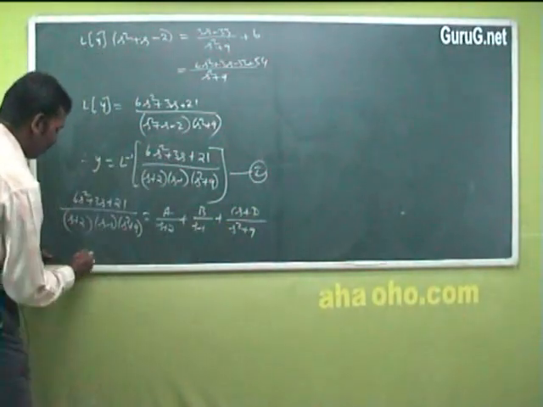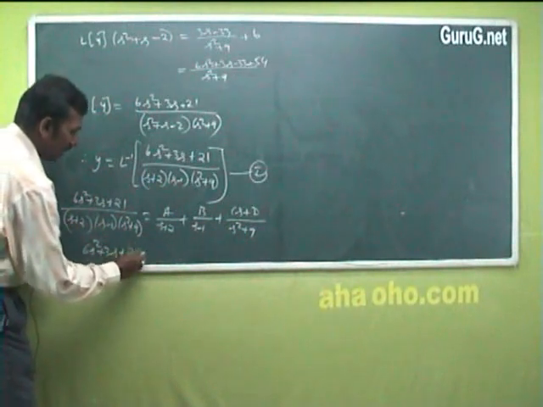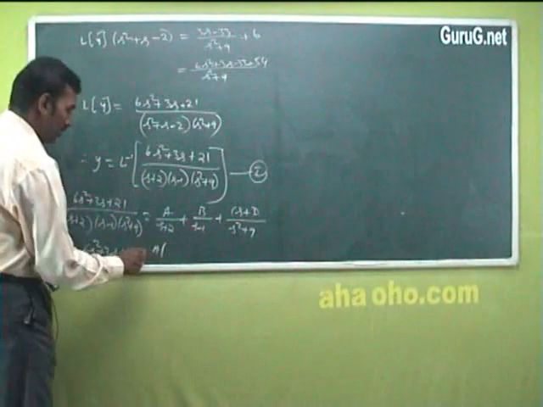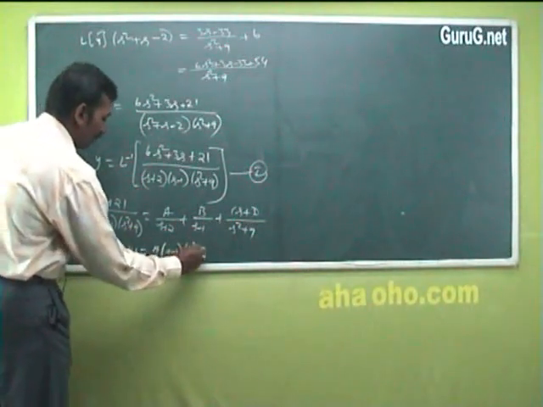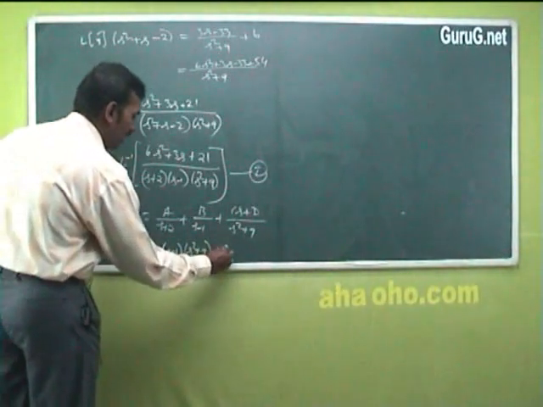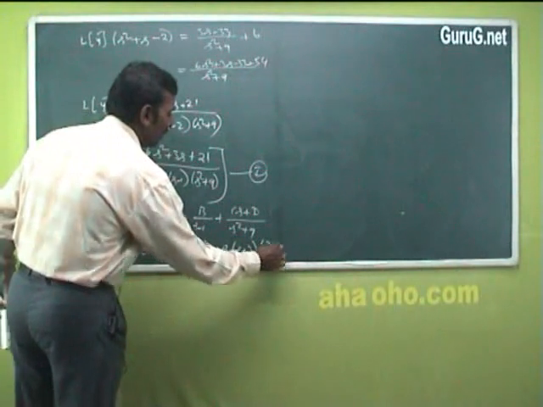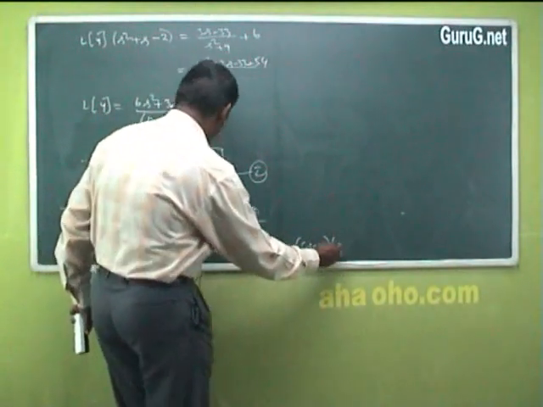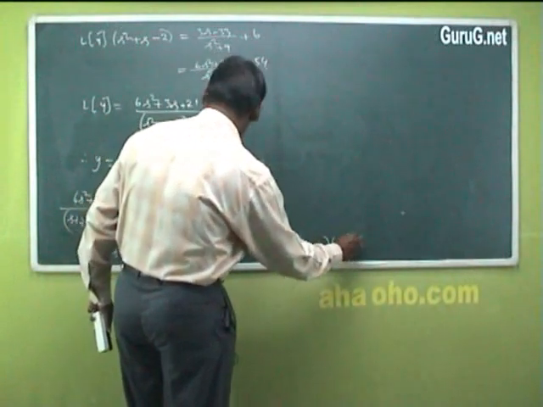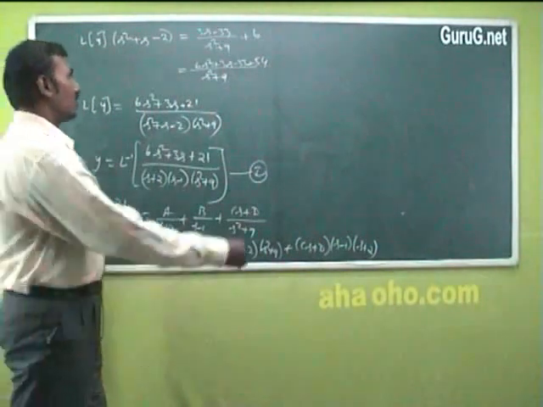You take LCM. So 6s squared plus 3s plus 21 equal to a into, these two terms, s minus 1 into s squared plus 9, plus b into s plus 2 into s squared plus 9, plus cs plus d into s minus 1 into s plus 2, right? Now put s equal to minus 2.